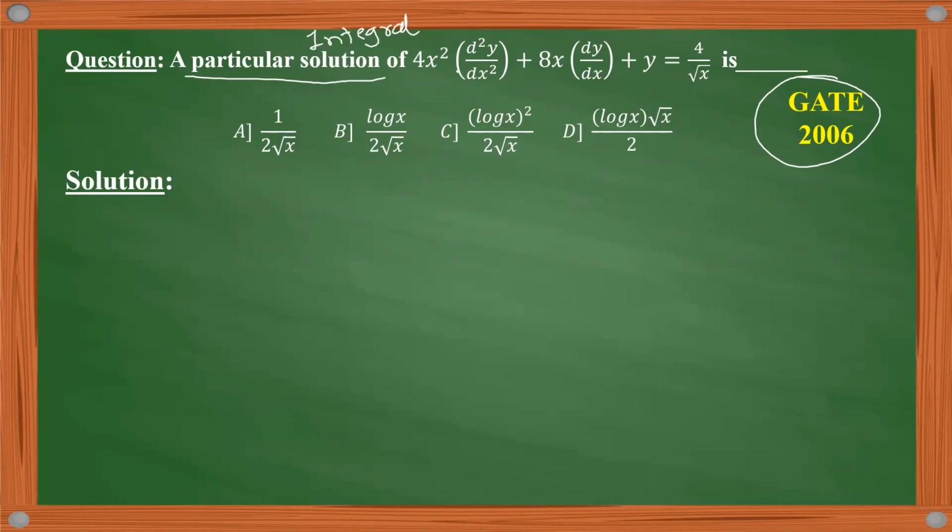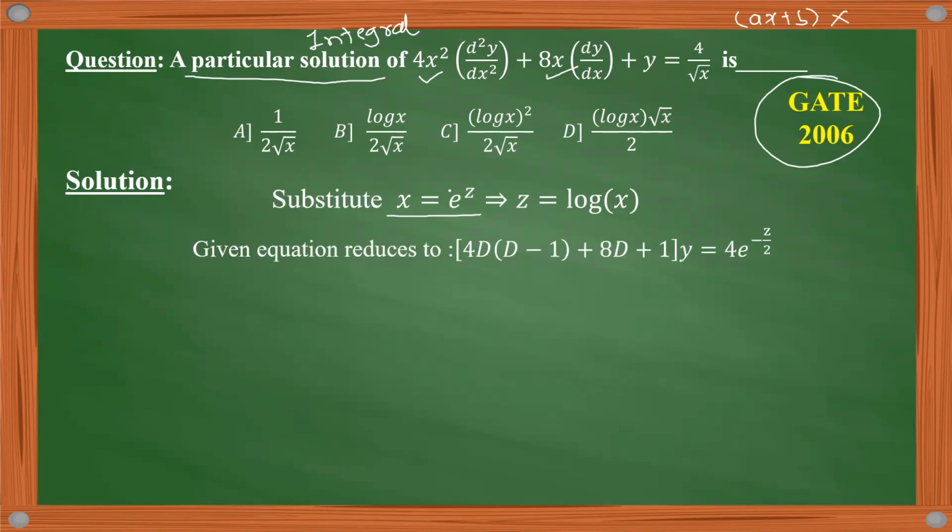Our equation is 4x square d2y by dx2 plus 8x dy by dx plus y is equal to 4 upon root x. Now, first of all, we need to identify this equation. It is a linear differential equation with variable coefficient, and it is not of a linear format like ax plus b. So it is not a Legendre's equation. It is a Cauchy-Euler equation.